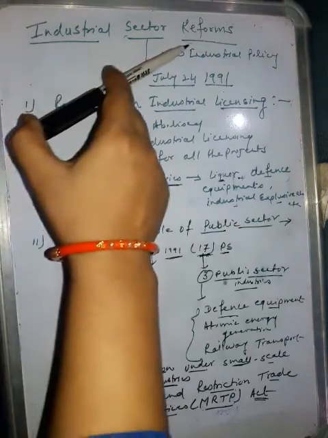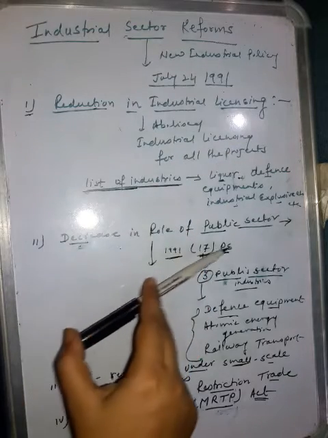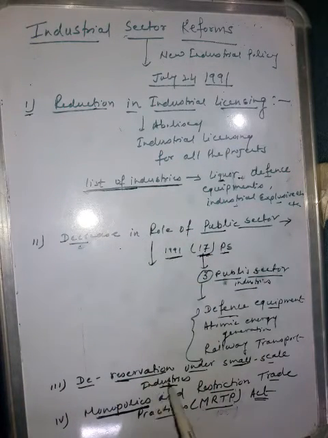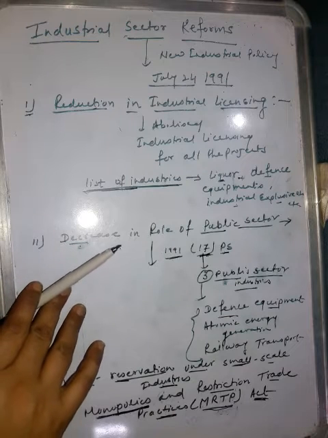For industrial sector reforms, first one is reduction in industrial licensing, second is decrease in role of public sector, third is de-reservation under small scale industries, and fourth one is monopolies and restrictive trade practices. To discourage monopolies in the economy, the government started this policy, that is very much known as MRTP Act. These are the reforms related to the industrial sector.